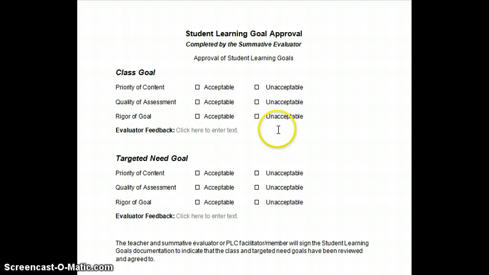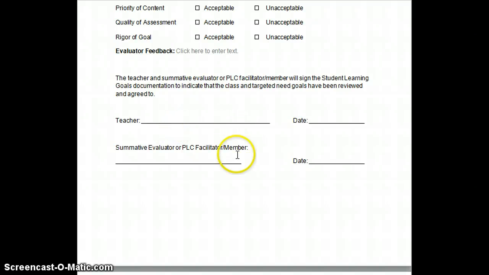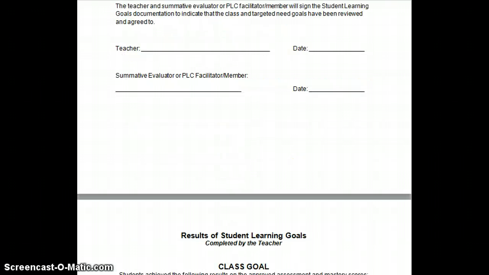I would ask that if for some reason maybe PLC members or when you and I met, if we found something that we felt maybe was unacceptable or needed some tweaking, that you would go back, we would make those changes, and then come back and everything would be checked acceptable. So hope that makes sense there. And then there's just a spot at the bottom to sign your name as far as the teacher, and then either my name for the summative evaluator or a PLC facilitator or member.